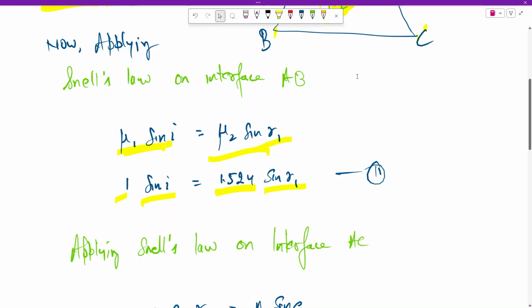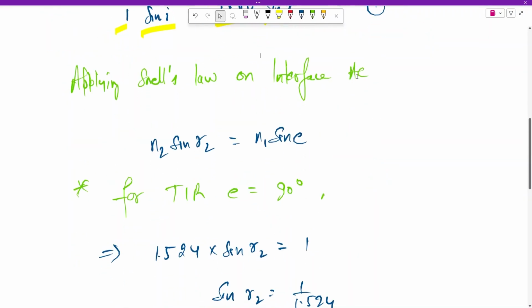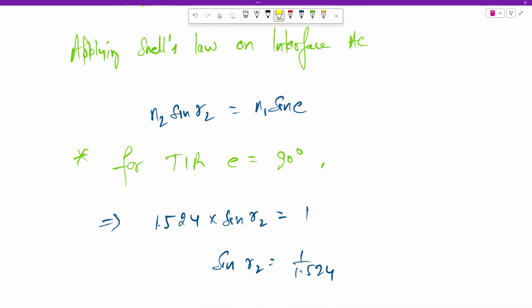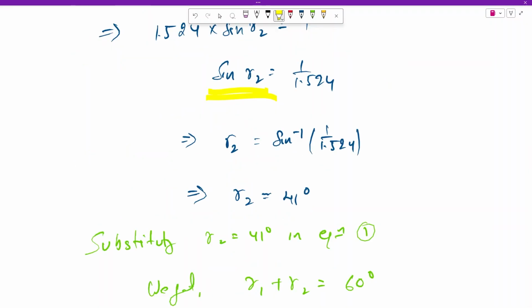Now applying Snell's law on the interface AC, that is the second face, we see that mu2 sine R2 equals mu1 sine E. Here mu1 is the refractive index of the medium surrounding the prism. Now for total internal reflection, as we discussed, E would be equal to 90 degrees. So substituting the value, we get sine R2 equals 1 by 1.524. Now R2 would be equal to sine inverse of 1 by 1.524. This gives us R2 as 41 degrees.